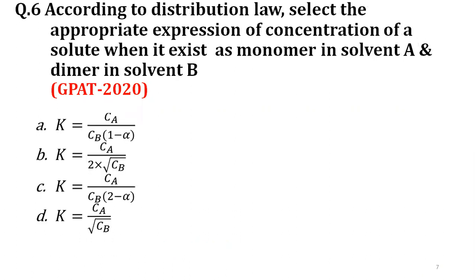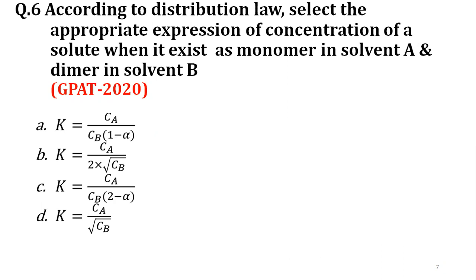Question number 6. According to the distribution law, select the appropriate expression of concentration of a solute when it exists as a monomer in solvent A and a dimer in solvent B. This question was again asked in recent GPAT 2020. Option A, K is equal to Ca upon Cb (1 minus alpha). Option B, K is equal to Ca upon 2 into the square root of Cb.